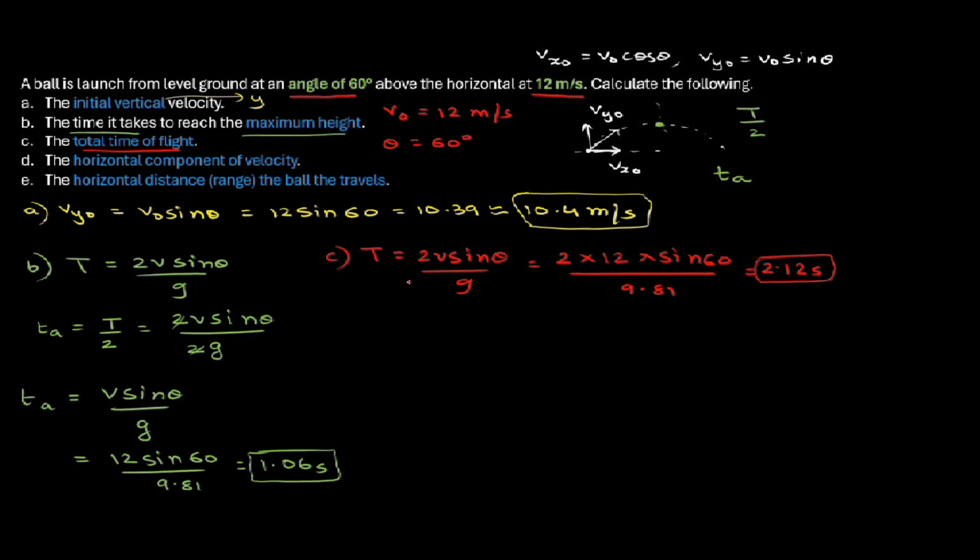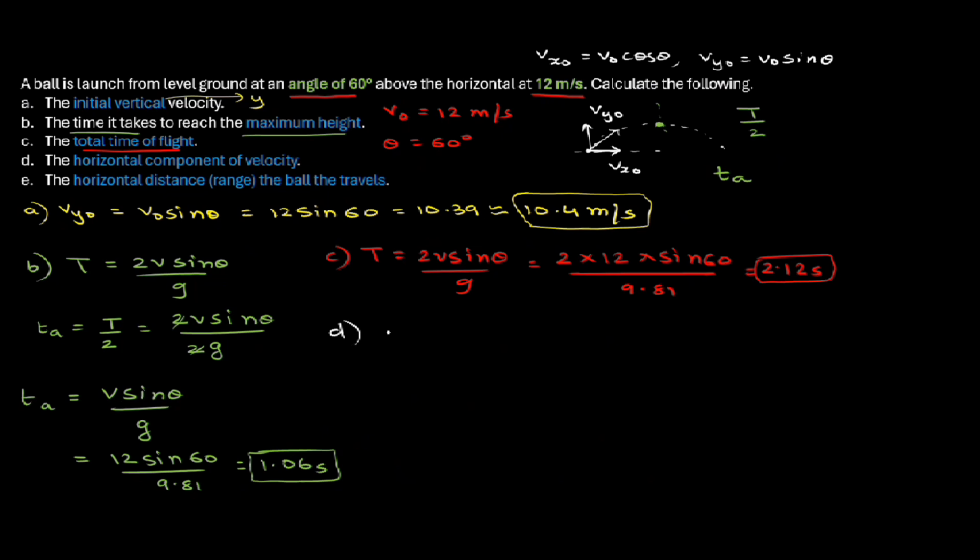You could also calculate the total time of flight by multiplying this time of ascent by 2, because we already know the time it took to reach the maximum height, which was half the time. I can just multiply this by 2 to calculate the total time of flight.